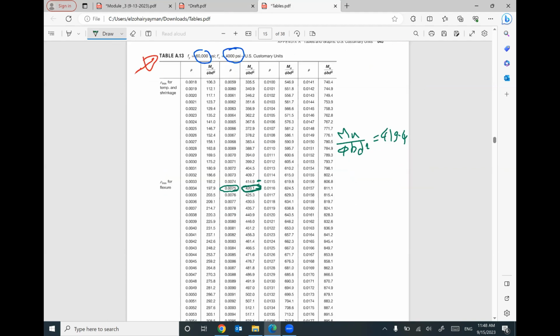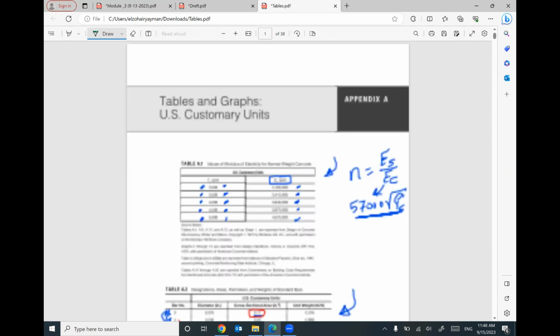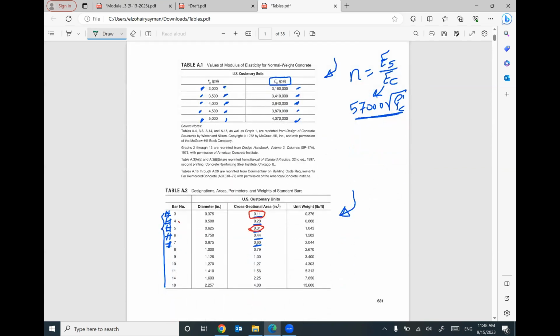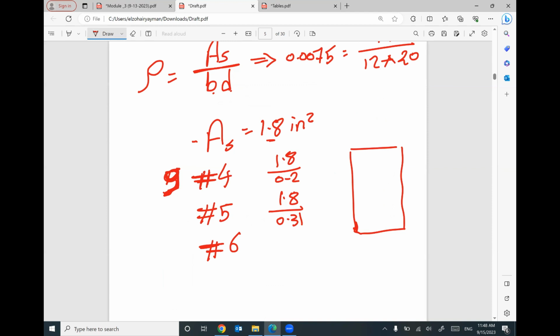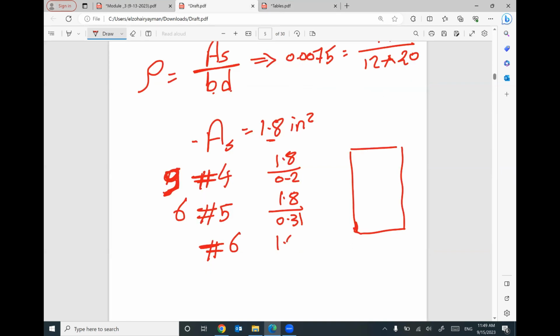For number 5, I cannot remember, what was the area of steel? Number 5 is 0.31, yes. So 1.8 divided by 0.31, I got here 6 rebars. For number 6, the area is 0.44. So 1.8 divided by 0.44. Let's try this one. I will need 5 rebars. And if you would like to try more, go ahead.